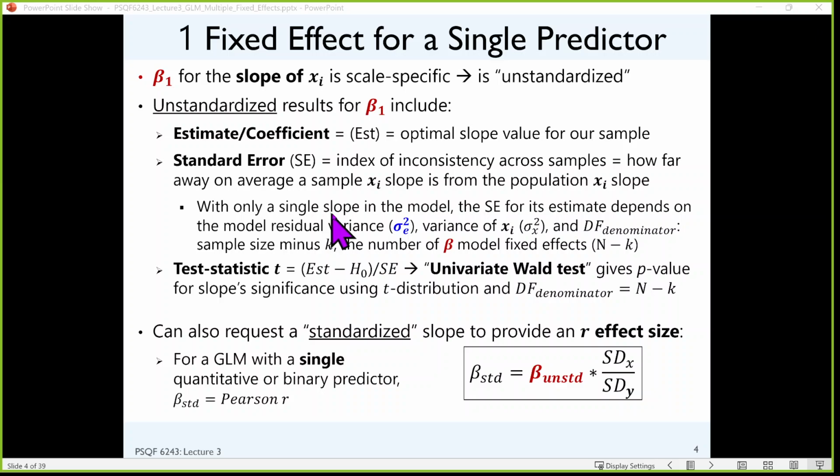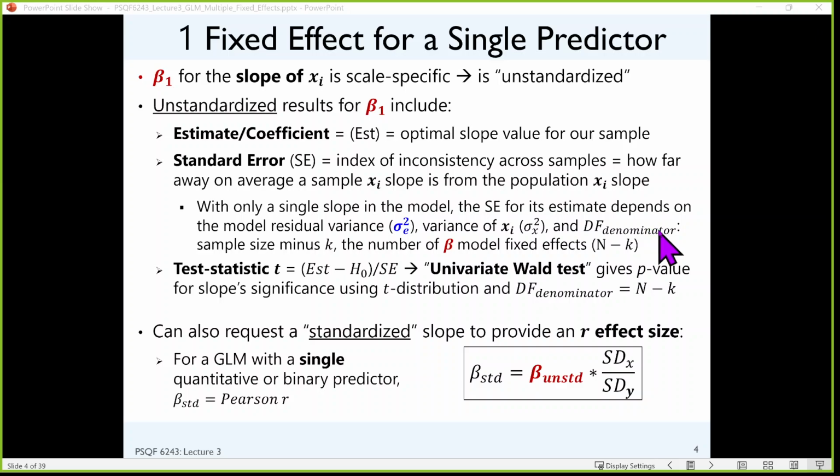So when only a single slope is in the model, the standard error is computed from a few pieces of information. Residual variance, so that is how much variability is left over in y for reasons we don't know about yet. The variance of that predictor, so we have to know the units in order to figure out the expected amount of inconsistency, and something called denominator degrees of freedom.